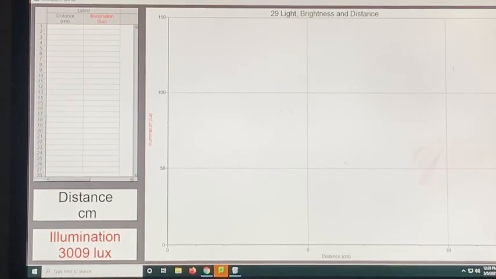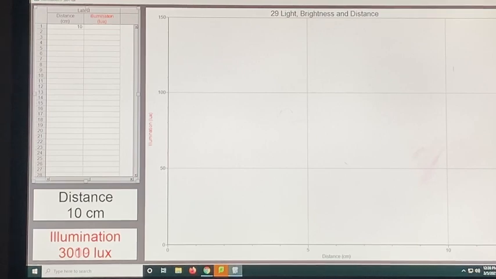Okay, so now I'm going to start taking the data. The light source is 10 centimeters away. So I'm going to collect, enter 10, and then keep.